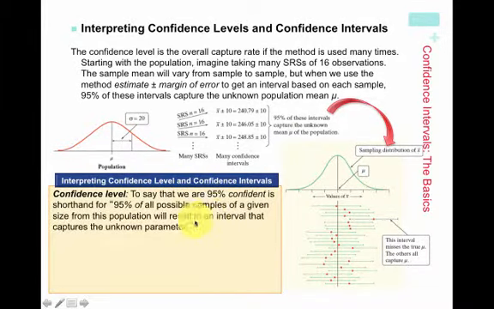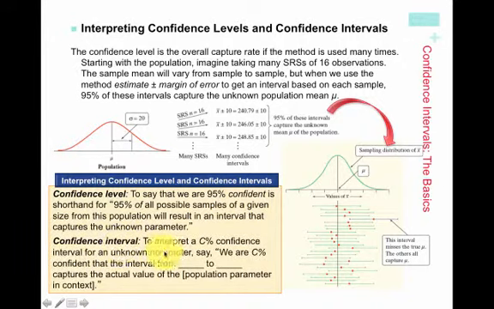To say that we are 95% confident is shorthand for 95% of all possible samples of a given size from this population will result in an interval that captures the unknown parameter. That's a mouthful, lots of language. The thing you need to really get to know and get used to are these two statements right here. The one in quotations for confidence level, understanding what that means, and they're going to be worded virtually identical all the time. And for the confidence interval, we say that we have a C% confidence interval.